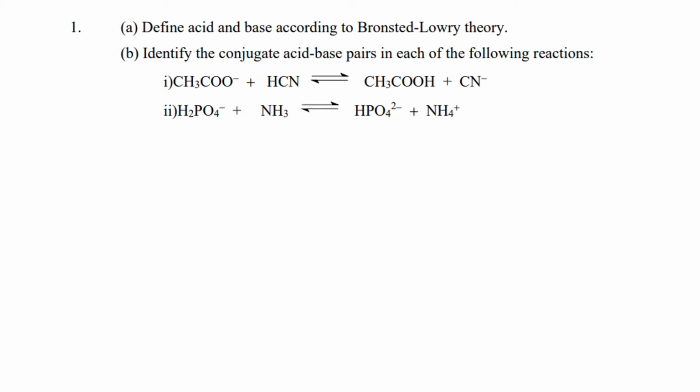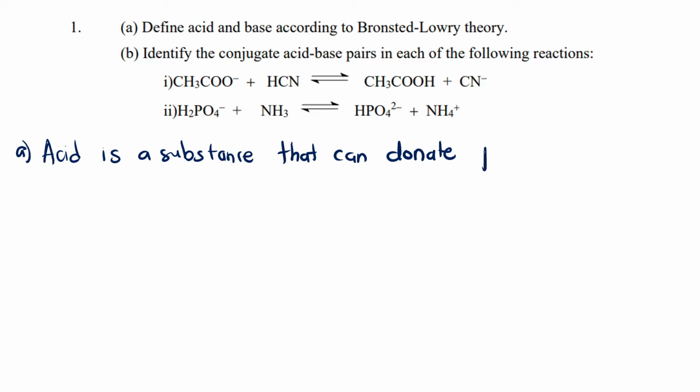Question 1. A. Define acid and base according to Bronsted-Lowry. So acid is a substance that can donate a proton. This is the definition by Bronsted-Lowry. Acid is a substance that can donate a proton, H plus.